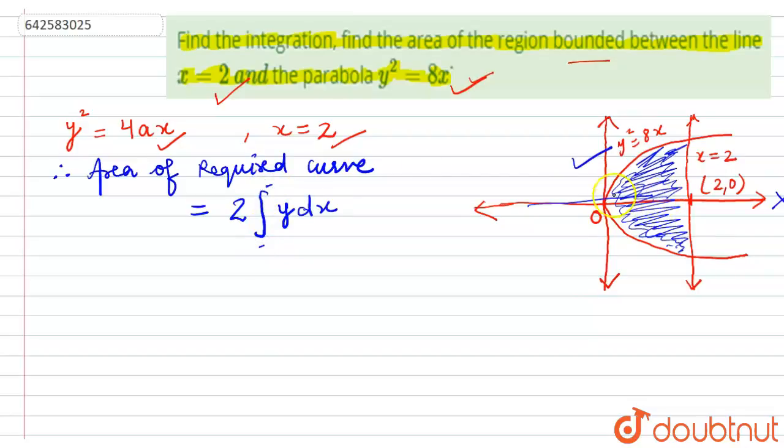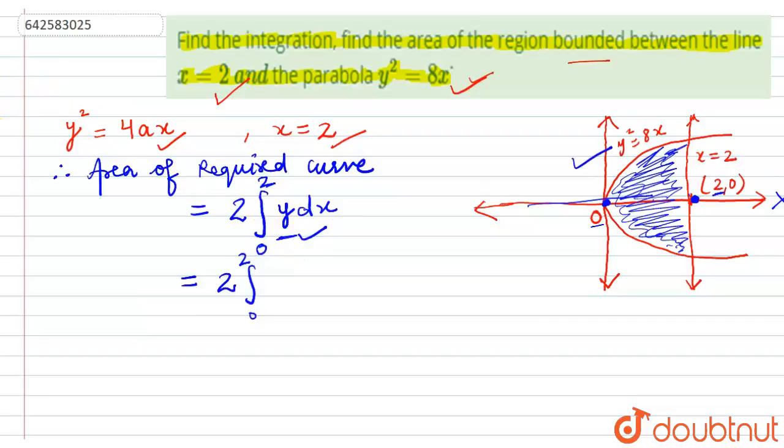For finding the limits, we see the graph goes starting from the origin, which has coordinates 0, 0, to the point where the limit of x is 2. So the limits would definitely go from 0 to 2. So the next step would be 2 times the integral from 0 to 2. We need to find the value of y here.